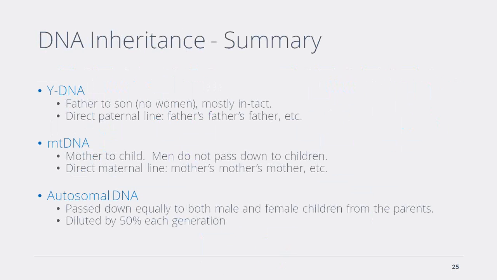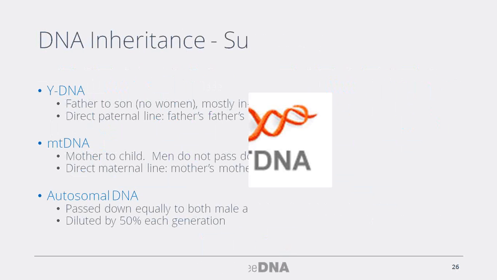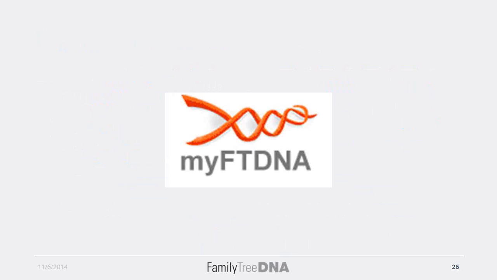So one of the important reasons to understand why that autosomal DNA gets diluted by 50% every generation is because it's also important to test the oldest living relatives when you're looking at your ancestry. So rather than testing yourself for autosomal DNA, if you test each of your parents, then that will give you 100% of each of their DNA instead of only 50% of each parent's DNA that you inherited. And that gets you further back in your genealogy when comparing DNA. So hopefully that all makes sense.